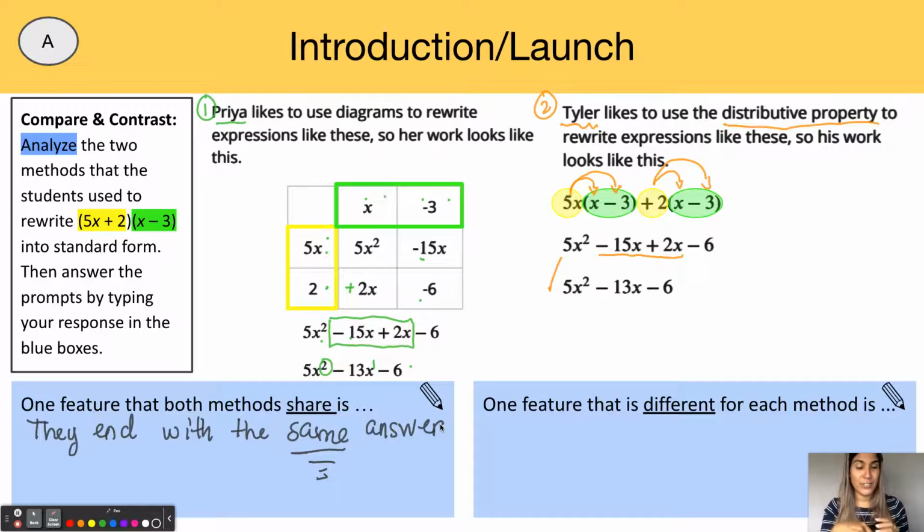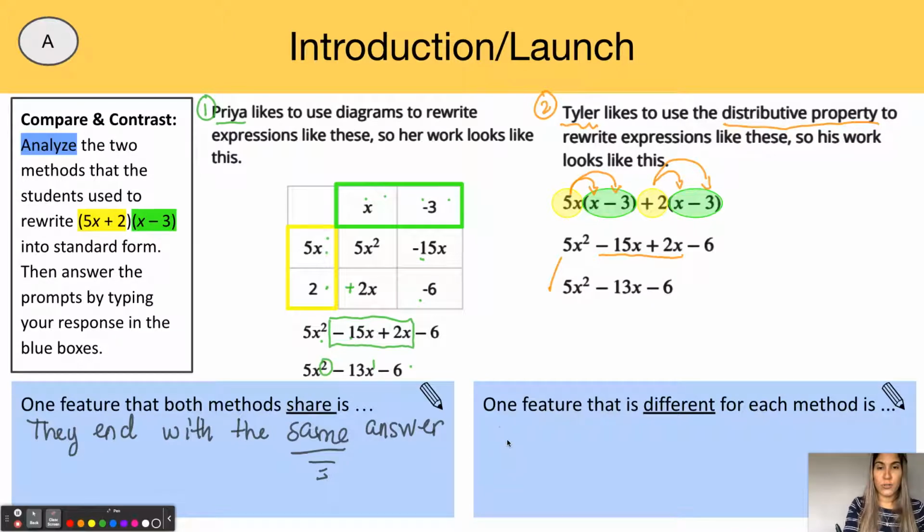What is one feature that is different for each method? So let me see. In Priya's method, she had to multiply and then organize the terms. In Tyler's method, he just had to check if the terms were already in standard form. So I would say in Priya's method, you have to organize the terms into standard form.